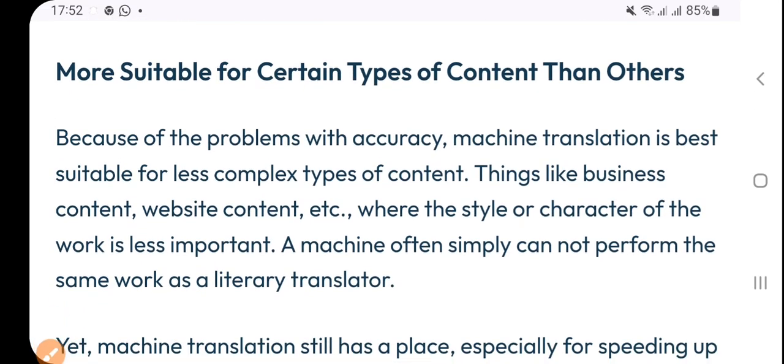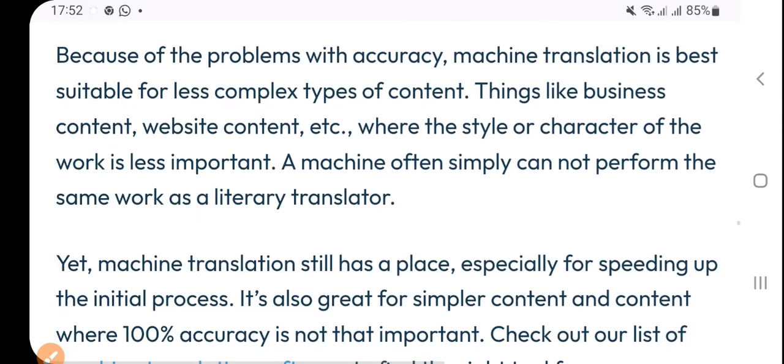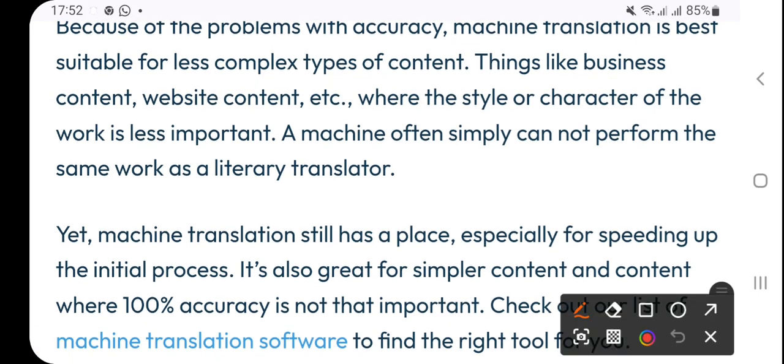Now, machine translation is more suitable for certain types of content than others. Because of the problems with accuracy, machine translation is best suited for less complex types of content. So if content is not complex, then a machine can do the work. Things like business content, website content, etc., where the style or character of the work is less important, right? A machine often simply cannot perform the same work as a literary translation. So this is again a very big problem.